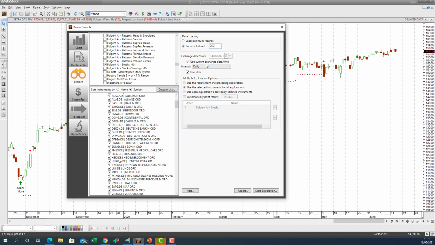I might add a few more trading days to the scan there. Let's take 500, for example, and then start the exploration.